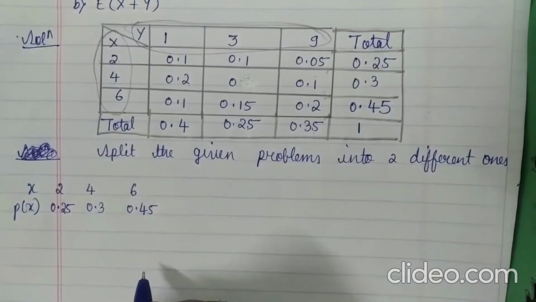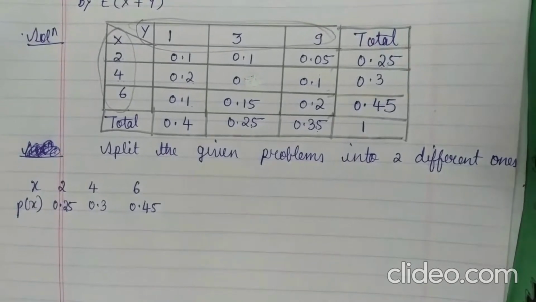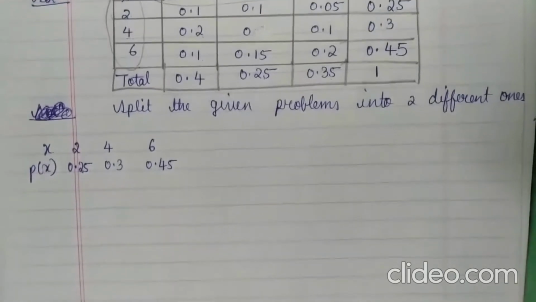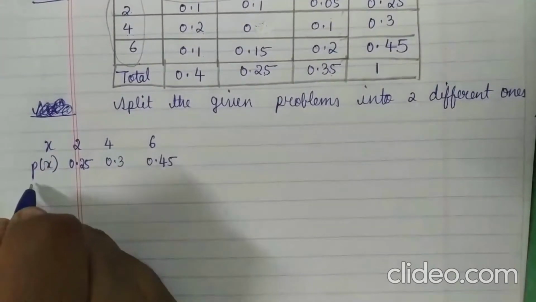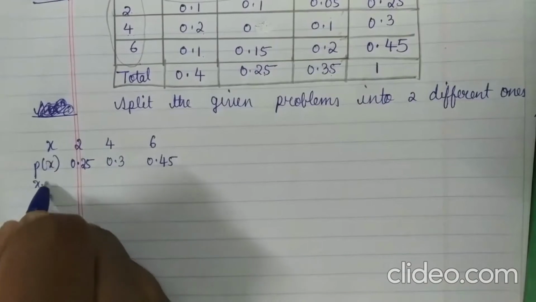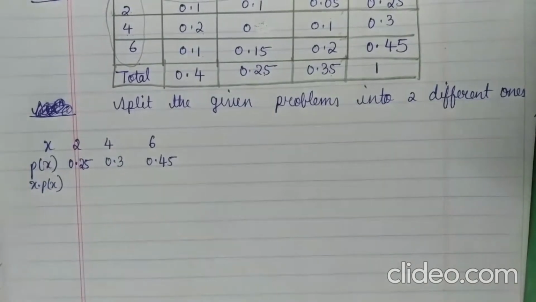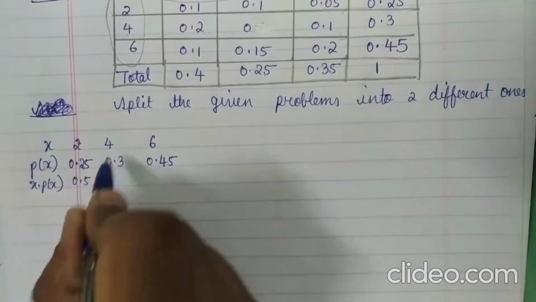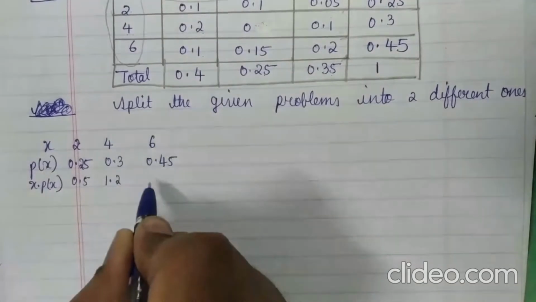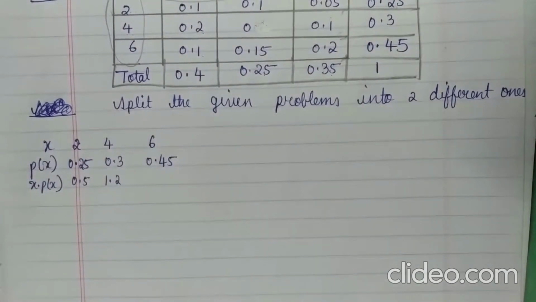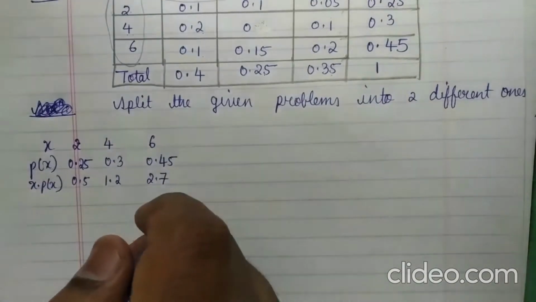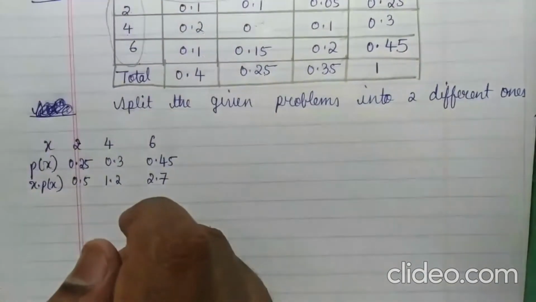Okay, so the next thing you have to find out is quite easy, that is the expected value of x. To find out the expected value of x, we are finding out x into p of x. That is this multiplied by this. That is 0.5, 1.2 and 6 multiplied by 0.45 will give you 2.7. You can check the values with your calculators if you want.